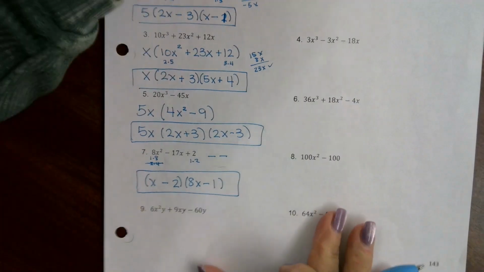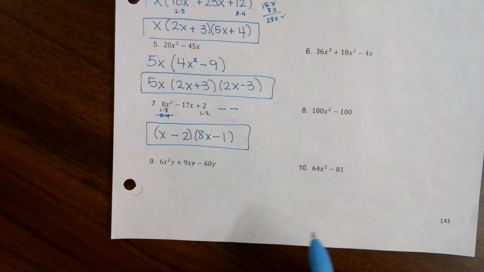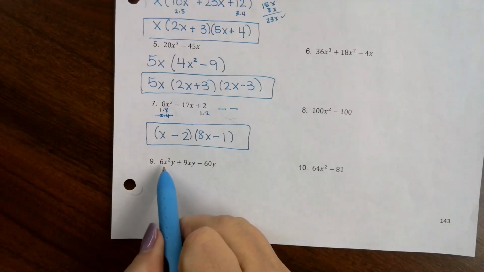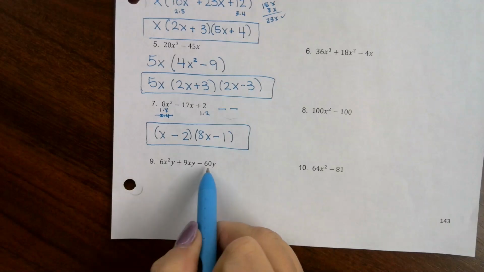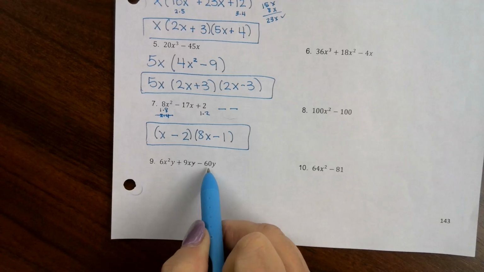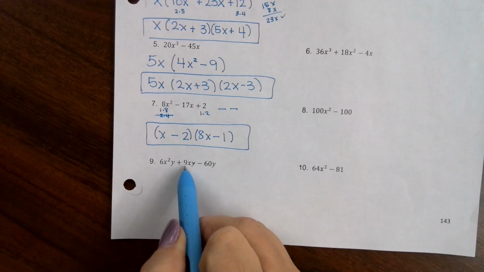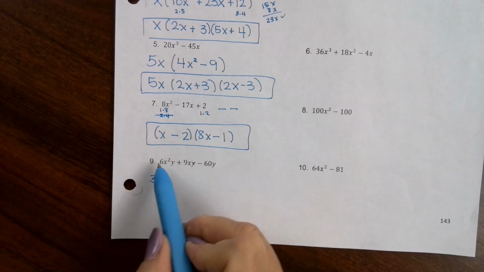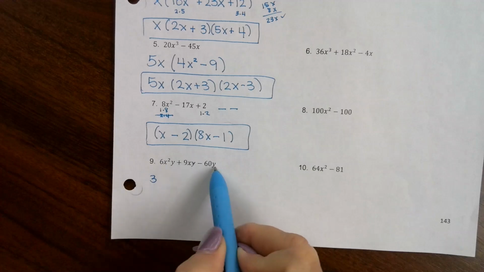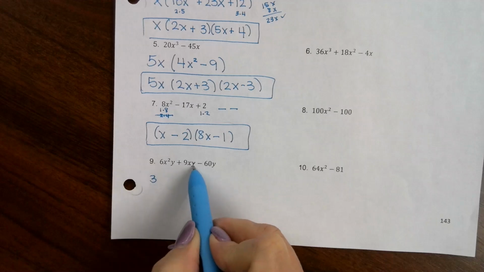All right, let's look at this last one down here, this last odd one. So 6, 9, and 60. So I know I can pull a 3 out of all of this. I can't pull out a 6 because of this 9. So I'm going to pull out a 3. I have an x, I have an x, I don't have an x. So I can't pull out an x. Why?